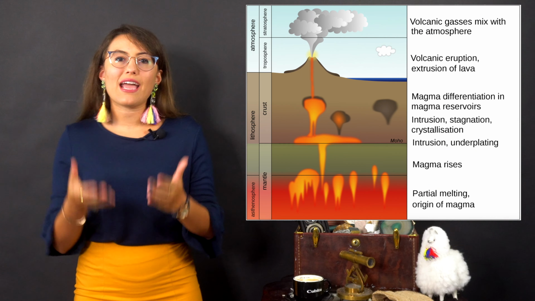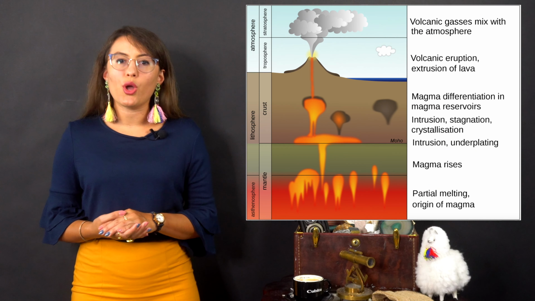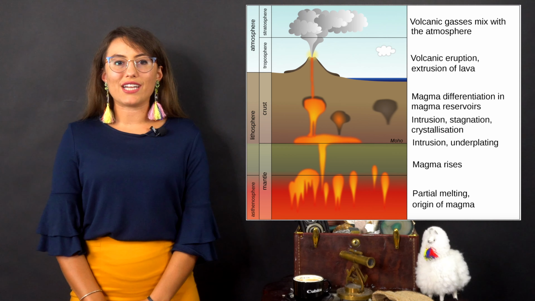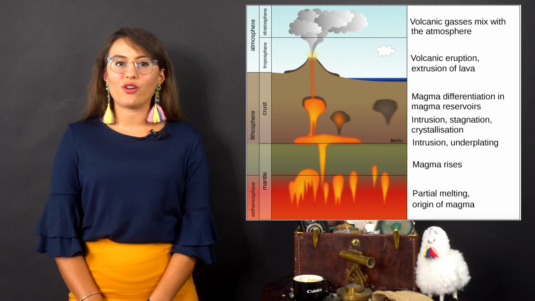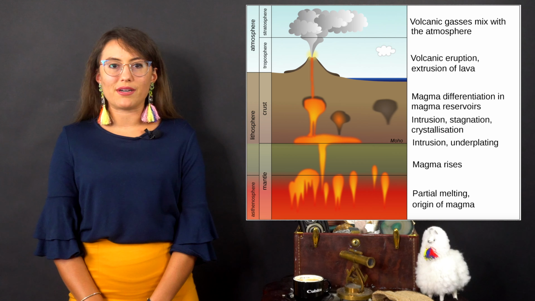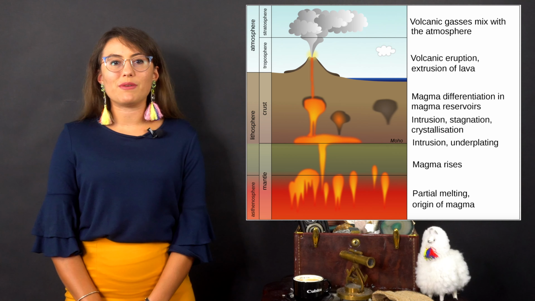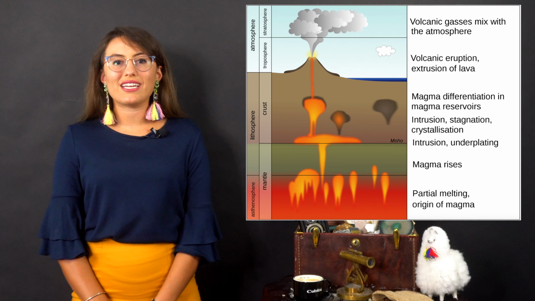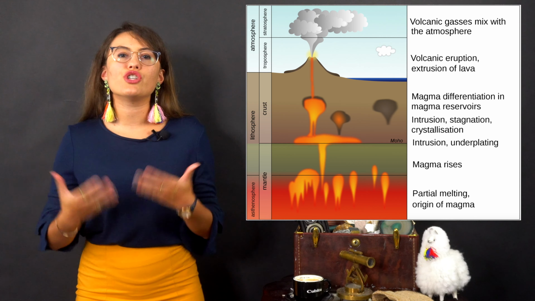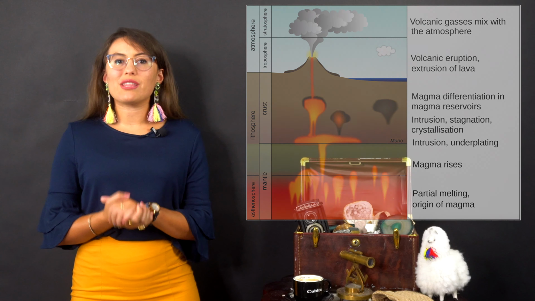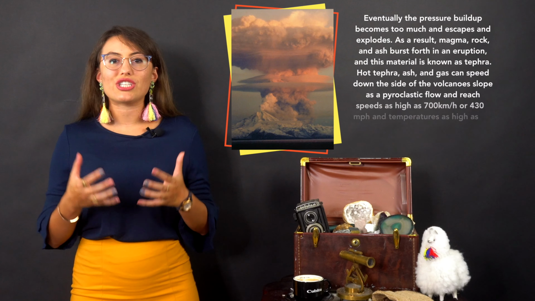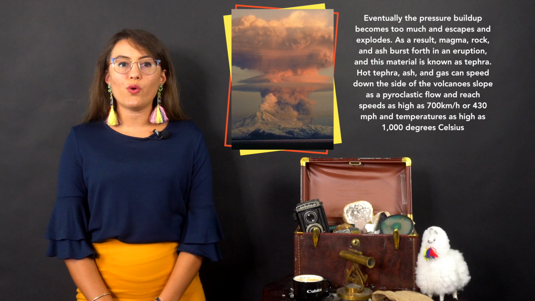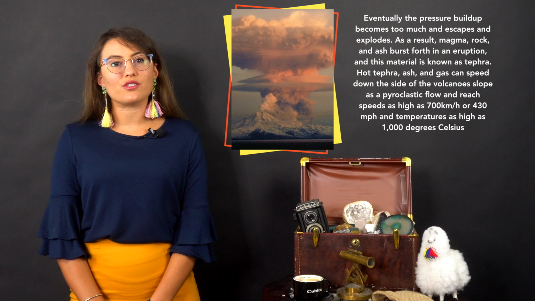As you can already see, the type of magma located in the magma chamber will determine the severity of eruption. An explosive eruption can be catastrophic and cause more devastation and is a result of felsic magma. This occurs because the dissolved gases are unable to escape and build up pressure, and the gas-rich magma churns within the chamber. Eventually, the pressure buildup becomes too much and escapes and explodes. As a result, magma, rock, and ash burst forth in an eruption, and this material is known as tephra.